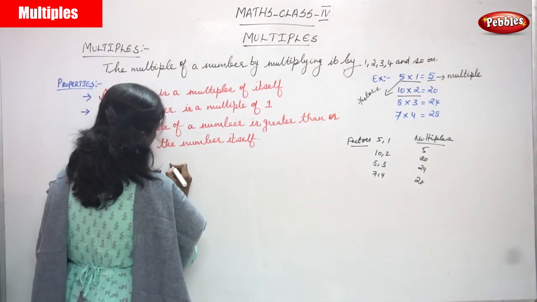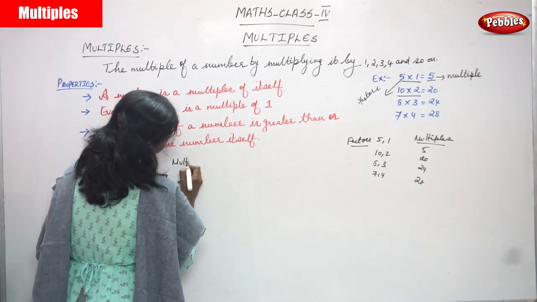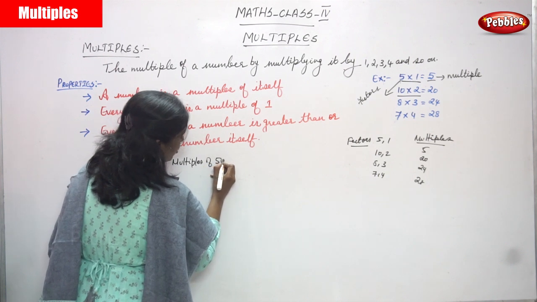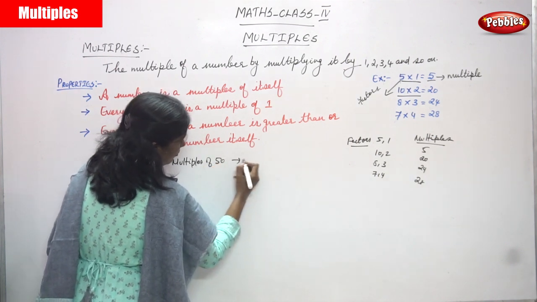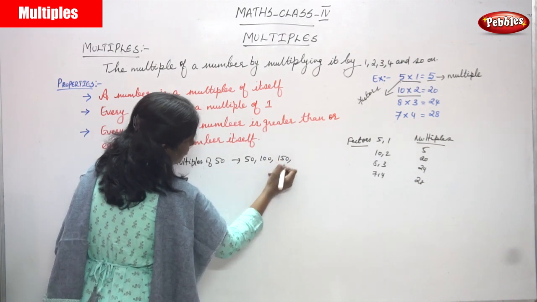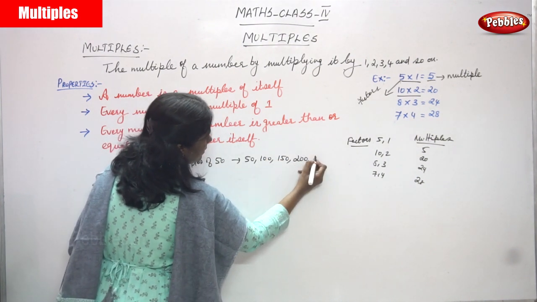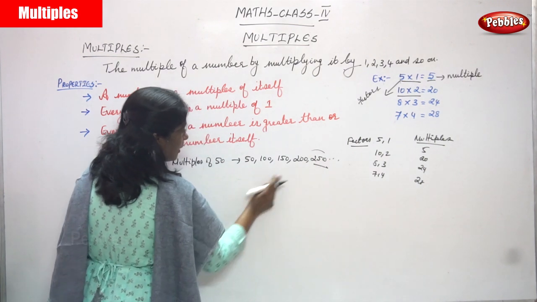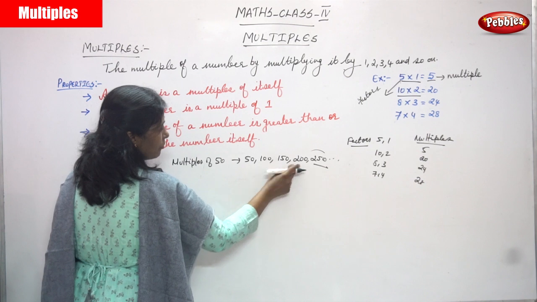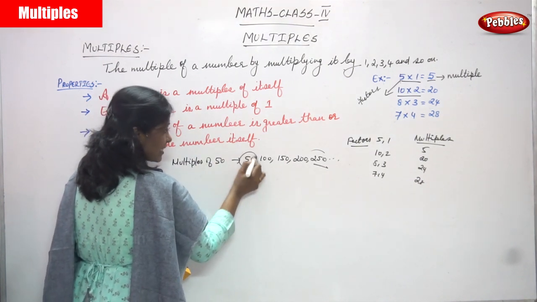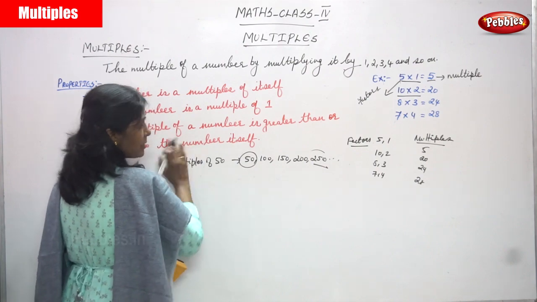For example, the same idea with multiples of 50. Multiples of 50 means 50, then 100, then 150, then 200, then 250, and so on. 250 is greater than all of these numbers: 50, 100, 150 and 200. But in the multiples of 50, you can get the same number. That is the meaning of the sentence.